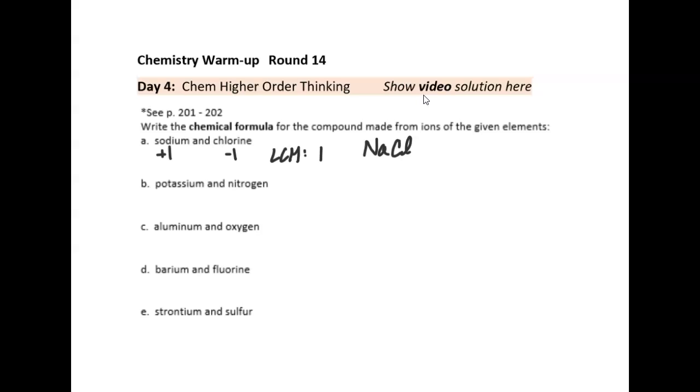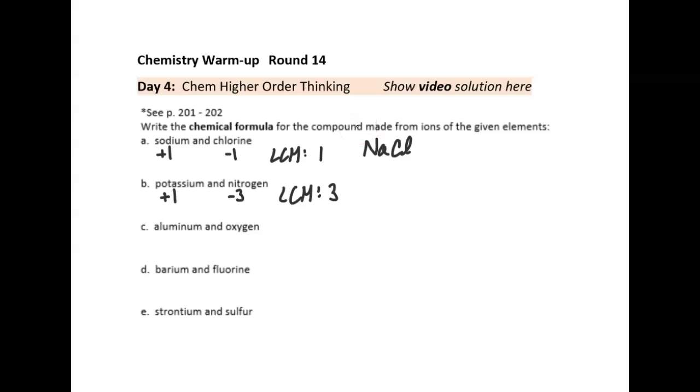Question B, potassium and nitrogen. Potassium is in group 1A, so it creates a positive 1 charged ion. Nitrogen is in group 5A. It creates a negative 3 charged ion. The least common multiple of a positive 1 and a negative 3 is 3.